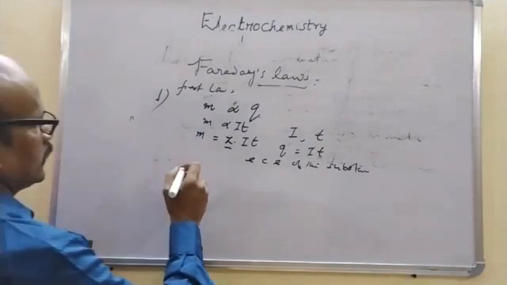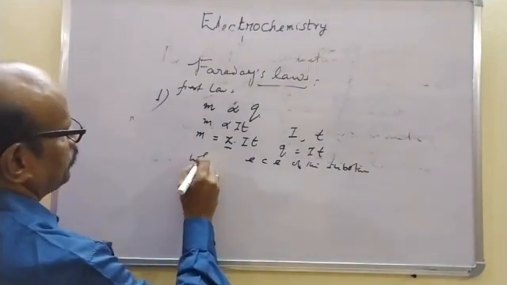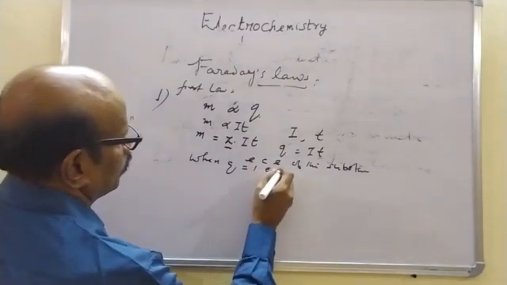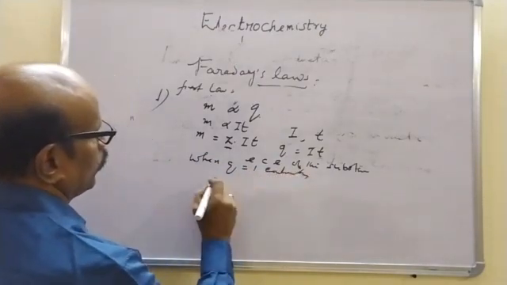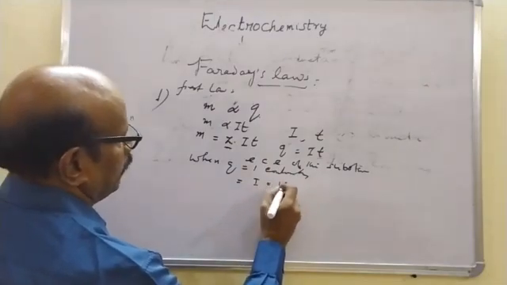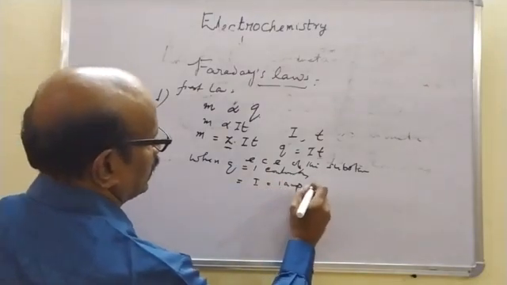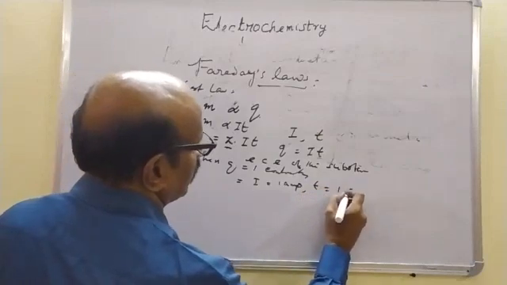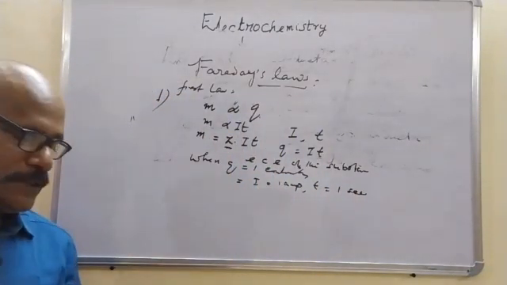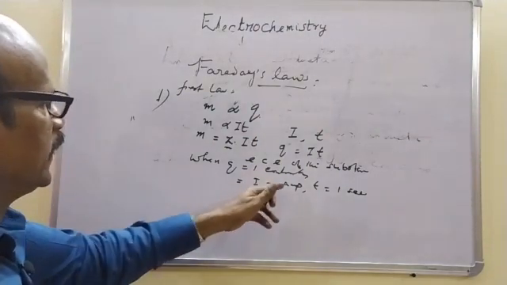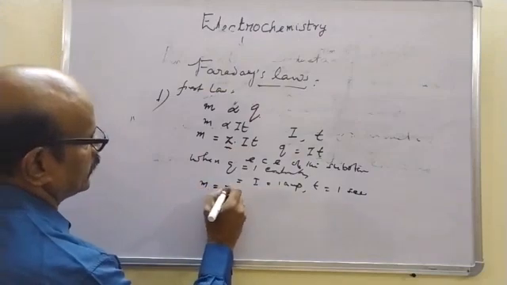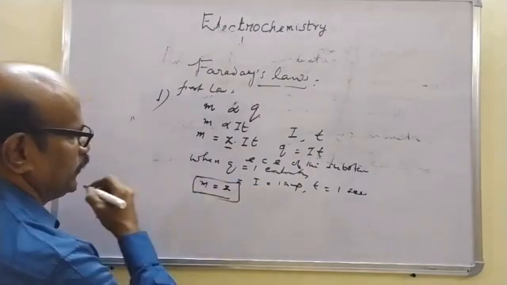What is Z? That is when Q is equal to 1 coulomb, or I is 1 ampere and T is 1 second. So 1 ampere of current is passed for 1 second, or if the quantity of current is 1 coulomb, then M is equal to Z. That's the definition of Z.